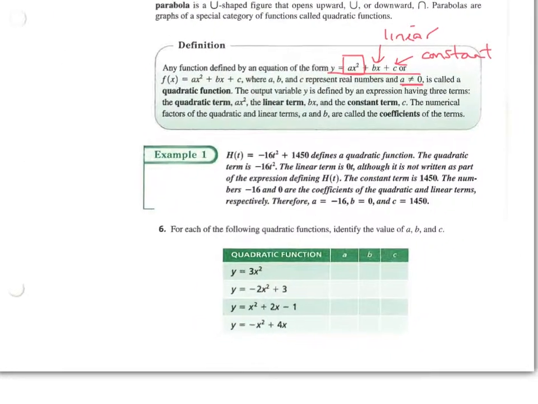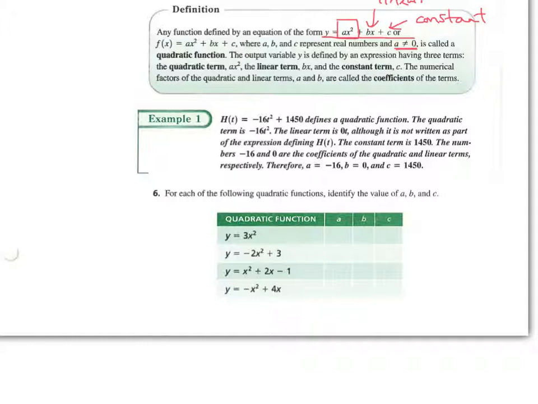Okay, so what we're doing down here is identifying what a, b, and c are for each of these. So if we have a quadratic y equals 3x squared, our leading term is 3. This does not have a linear term and doesn't have a constant. Whereas the next one, the quadratic term is -2. There is no linear term, constant, there's a 3. The next one over, we have quadratic term of 1, linear term coefficient is 2, and our constant's -1. And then the next one, our quadratic term is -1, our linear term is 4, and no constant.